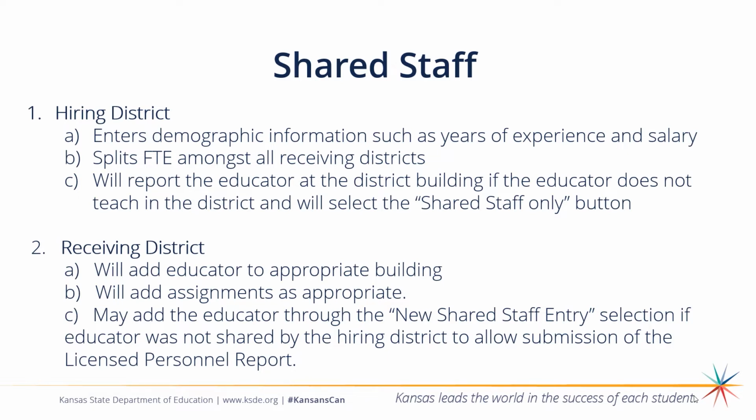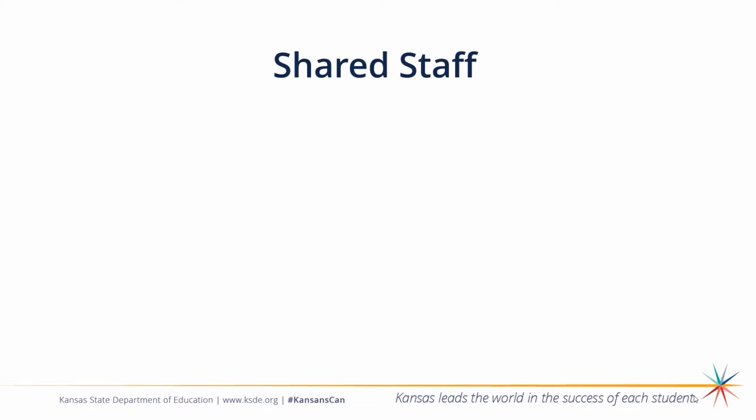In the case that you're unable to get information in the receiving district and you're unable to get information from your hiring district, there is an option for you to go in and manually add someone by entering in either their social or educator ID. If you choose this option, you will add them just like any other. You will add them through the shared staff function, and then add them to a building, and then add the assignments, and then you're done for that particular educator.